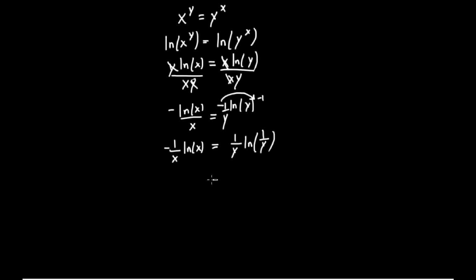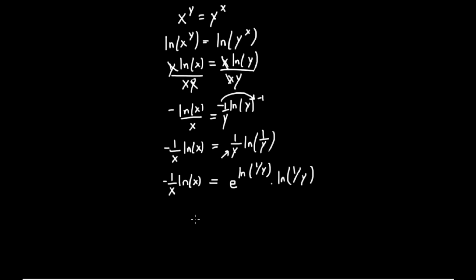Now I'm going to keep the left-hand side the same, negative 1 over x times ln x. And I'm going to rewrite this 1 over y in a slightly different way, as e to the ln of 1 over y, and keep that other factor the same, ln of 1 over y. The whole reason I negated is because I wanted that y to become a 1 over y, so that I can now incorporate the Lambert W function.